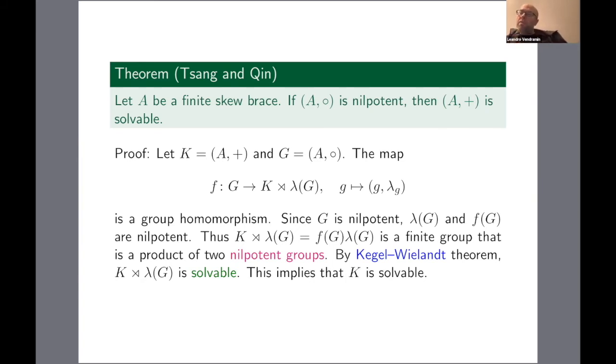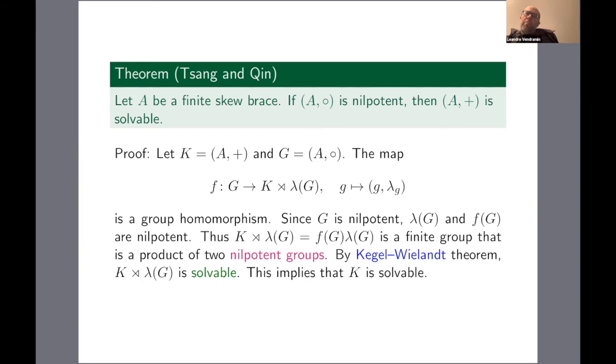But then a very famous theorem of Kegel and Wielandt implies that this semi-direct product is going to be solvable. And of course, if this semi-direct product is solvable, then K is going to be solvable because it is a subgroup of the semi-direct product, okay? So in some sense, this result is a consequence of this quite deep theorem in group theory, or in group factorization theory. But it is not that you can do something like this to prove Biot's conjecture. I don't know how to do that. And you don't have a theorem like this that you can apply in the other setting.